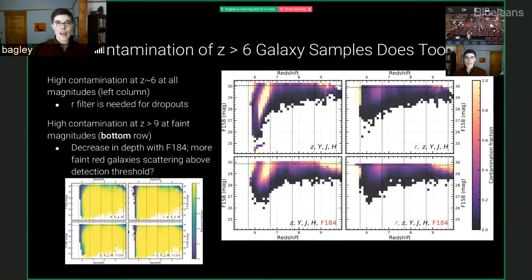We can compare that with the contamination of galaxies in these samples, because having high completeness is great, but not if you're swamped by contamination. And again, we can see that in the right column, we really are swamped by contamination at redshift 6 when we don't have that dropout filter. So again, I'll defer to the paper for our full results, but this is demonstrating the play between the different pros and cons of each survey.